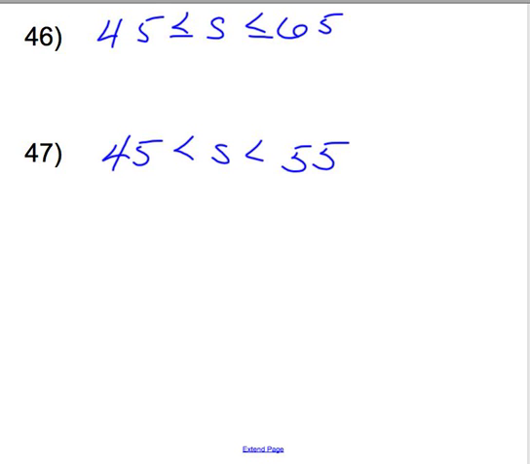Can I go exactly 45 and be okay? Yes. Can I go exactly 55 and be okay? Yes. So I'll add the "or equal to" part on both of those inequalities. And now I have my answer for 47.